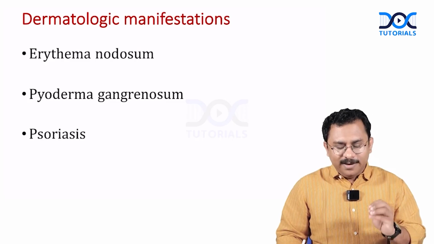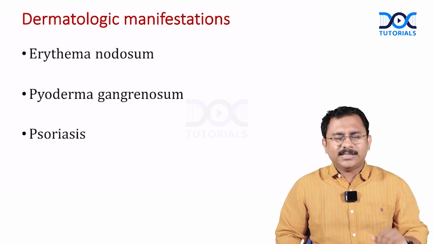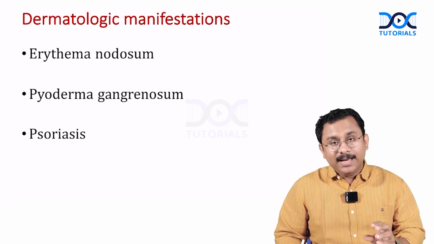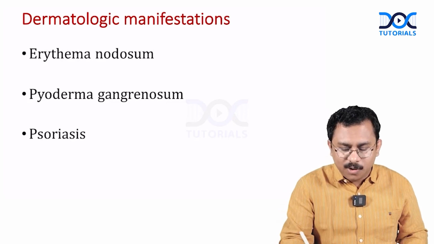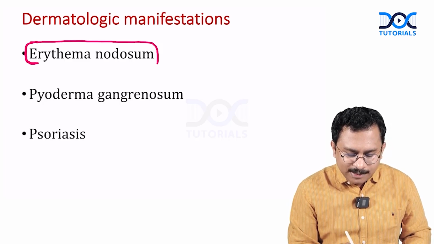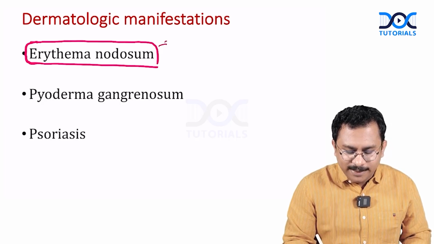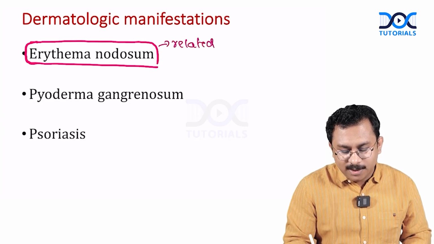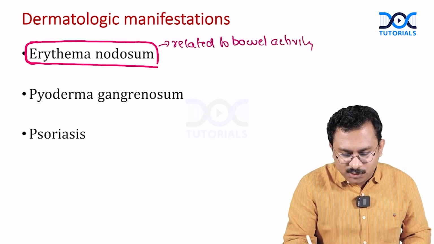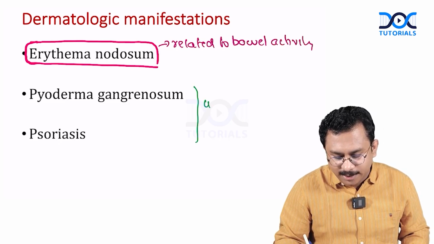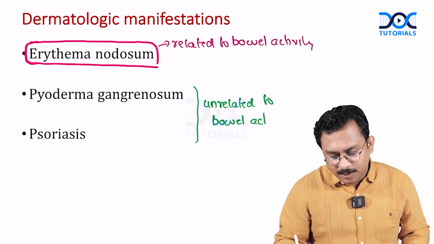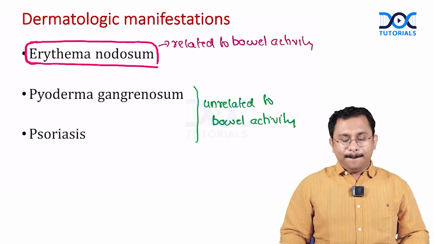Coming to the dermatological manifestations, there are a lot of them. I've just listed the most important ones: erythema nodosum, pyoderma gangrenosum, psoriasis. But what is the important MCQ point? The erythema nodosum is the one that is related to bowel activity. Whereas your pyoderma gangrenosum and psoriasis are unrelated to bowel activity. Okay, right.